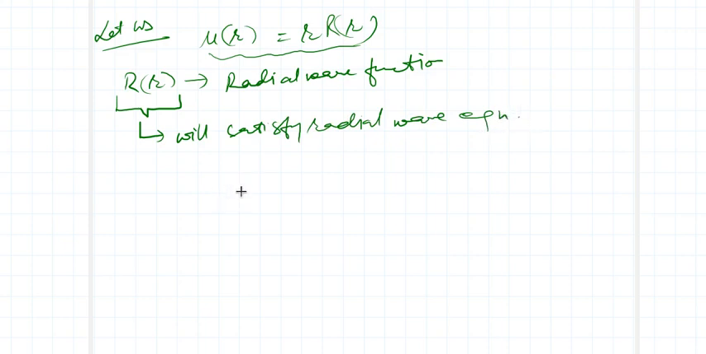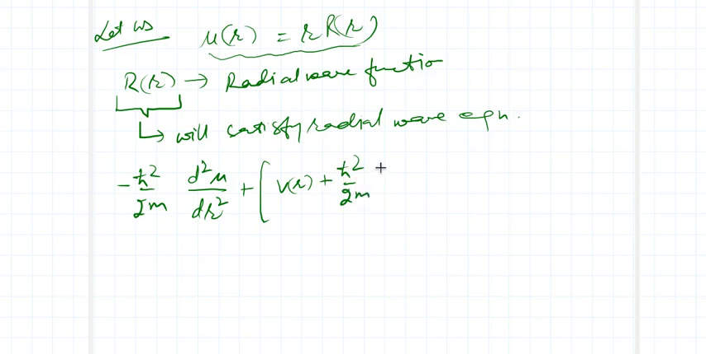So how does the radial equation look? It's also a Schrodinger equation, but for the radial part. It comes as minus h cross square by 2m d square u over dr square, plus the potential part V(r), plus h cross square by 2m L into (L plus 1) over r square, times u, and it is equal to E u. This is the u equation, okay, this will come.